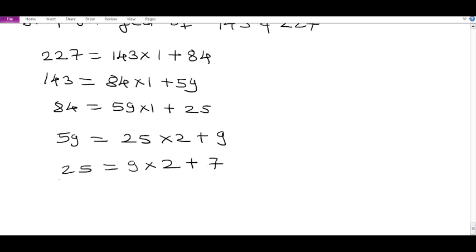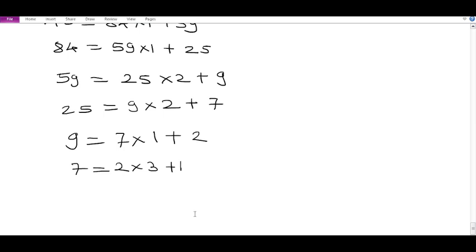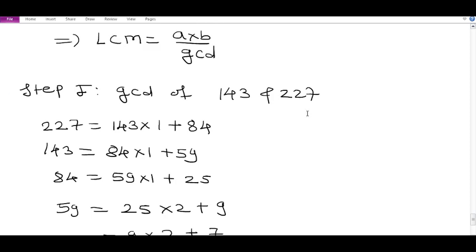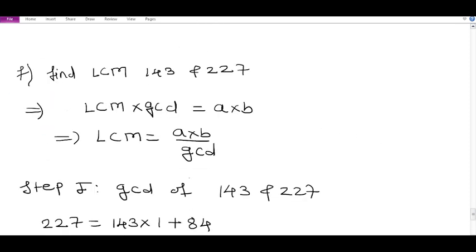Next, if we divide 9 by 7, then it will be equal to 1 plus 2, and if we divide 7 by 2, then this will be equal to 3 plus 1, and if we divide 2 by 1, we get 1 into 2 plus 0. So at this step we get 0, so this is our GCD. So the GCD is 1 here.